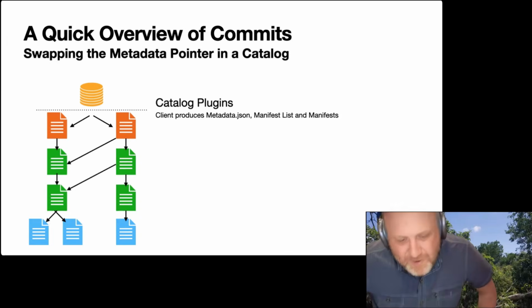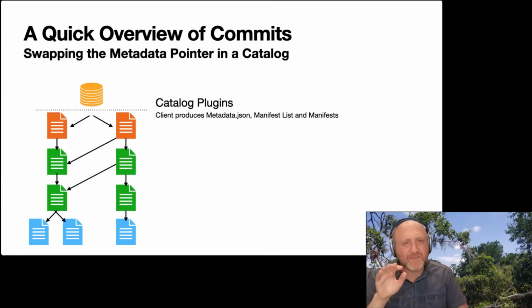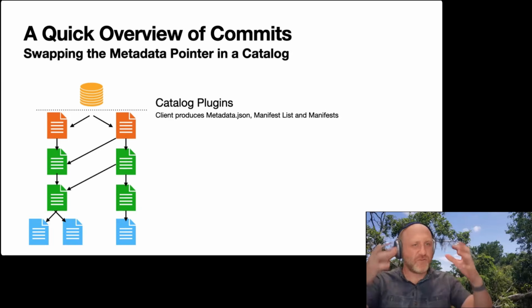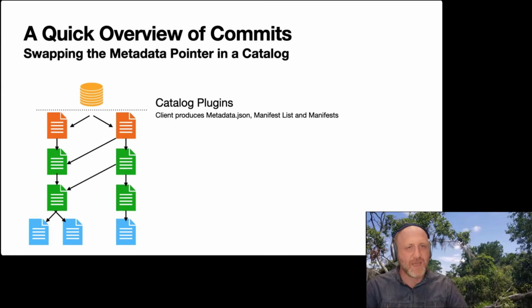Now, the quick thing I wanted to point out here is that this description of how Iceberg works is a little bit old. So this is how catalog plugins, which Iceberg works with, function. Basically, a client produces this whole tree underneath and then talks to a catalog and says, hey, I've made a new tree. Can I switch between the old tree and the new tree? And then swaps that pointer.